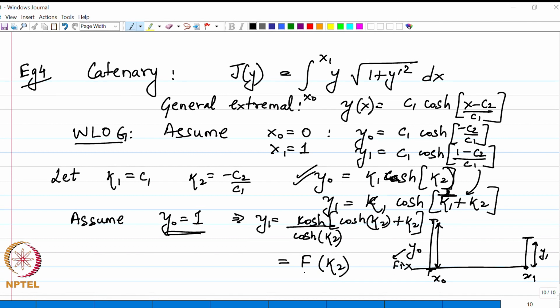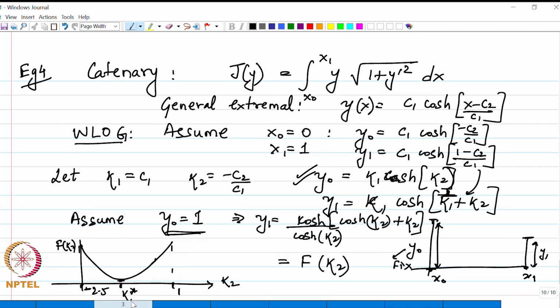So, now we have expressed my solution y1 purely as a function of kappa 2, one constant function. Now, if we were to plot this function, let us say we were to plot f of kappa 2 versus kappa 2, and I am just showing an approximate solution for kappa 2 in a range from minus 2.5 to 1. This plot has been found using standard softwares. It turns out that this curve has exactly one minima, let us call this kappa star. So, between minus 2.5 to 1, there is just one minima kappa star.